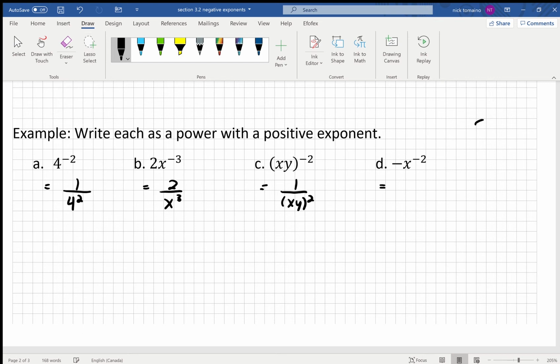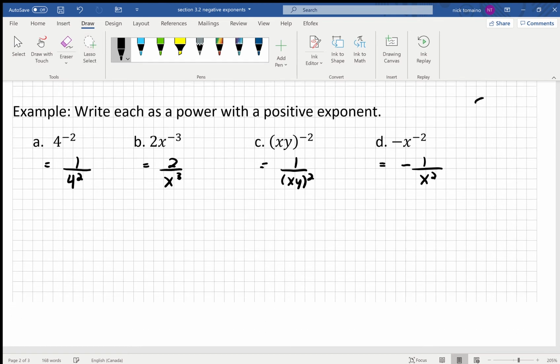And then this one, this is a tricky one because there's a negative up front. That means negative 1 times that. So it's going to be a negative in the numerator, and we're going to have an x squared. The negative is usually written beside the division line.